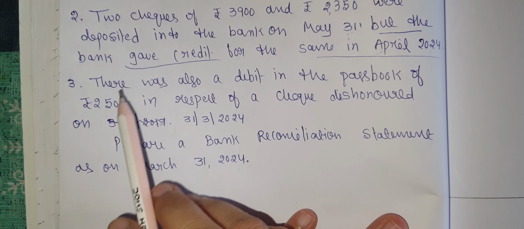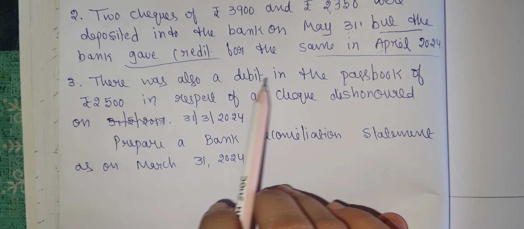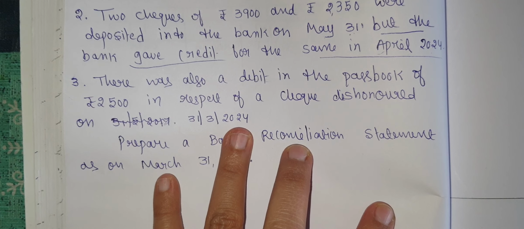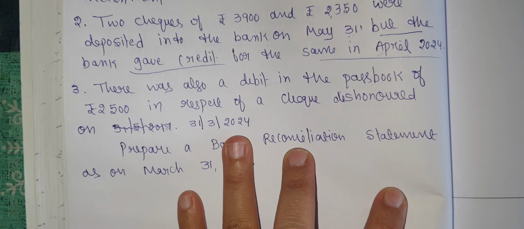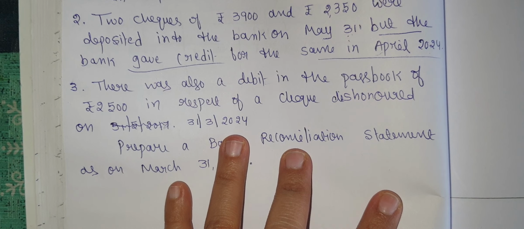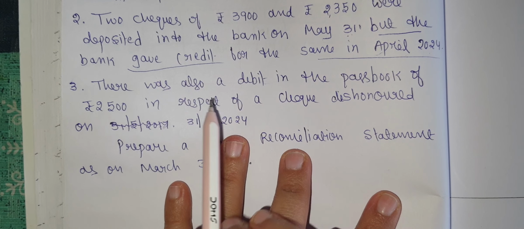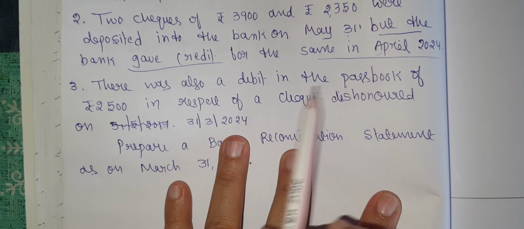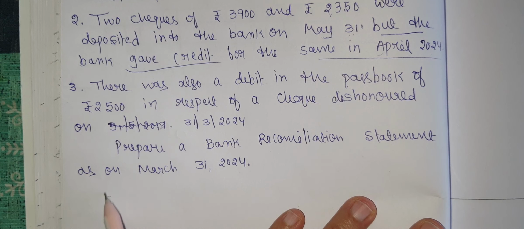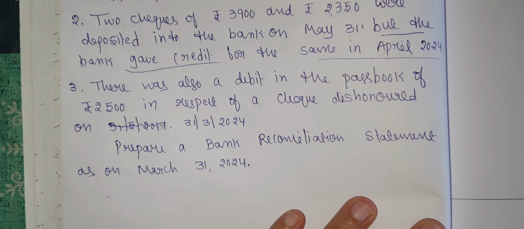Clear? Next one, there was also a debit in the passbook of rupees 2,500 in respect of a check dishonored on 31st March 2024. Check dishonored, it means what? It means the bank refuses to process the check due to certain reasons. So the bank debited the amount, that is rupees 2,500, in the passbook. Okay, prepare a bank reconciliation statement as on March 31st, 2024.